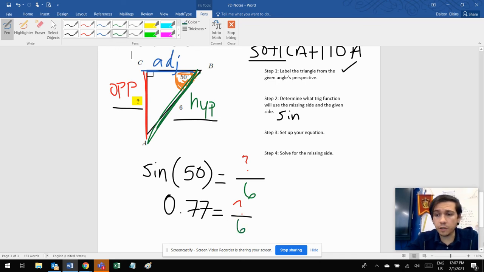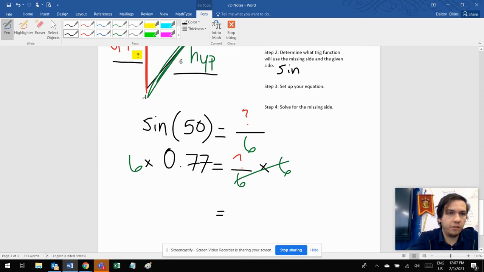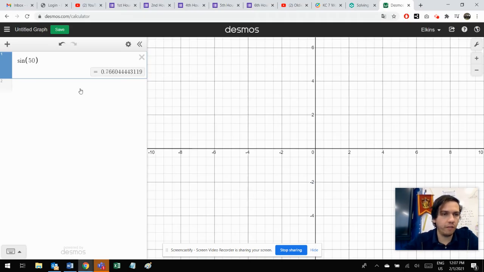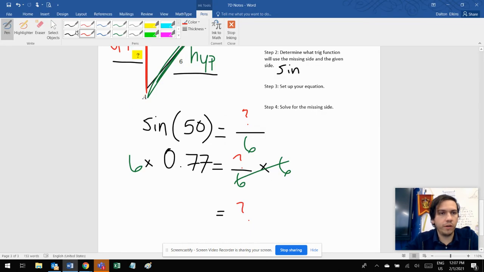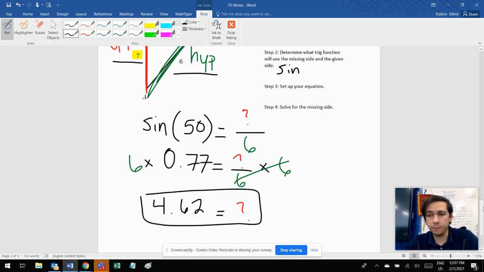And from here, I'm just going to solve for the missing variable. I'll multiply both sides by 6 because I want to get the question mark by itself, and it's currently being divided by 6. Opposite of division is multiplication. So I get the missing side is equal to 6 times 0.77, which is 4.62. So the missing side is 4.62.